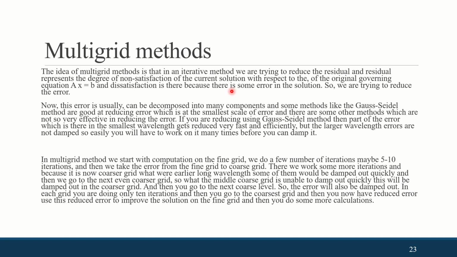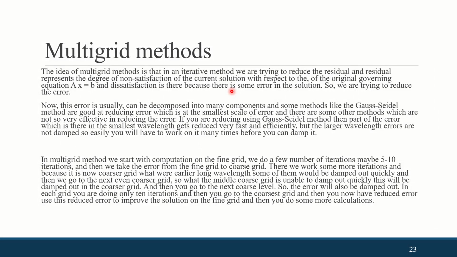This error component is present in the system, and it would have various components like short wavelength errors or long wavelength errors. In the previous slide we saw that basic iterative techniques, like the Gauss-Seidel method, are very good at reducing shorter wavelength errors, while the longer wavelength errors are very difficult to solve and computationally expensive. They are not damped easily, and we would need many repetitions before damping the error.